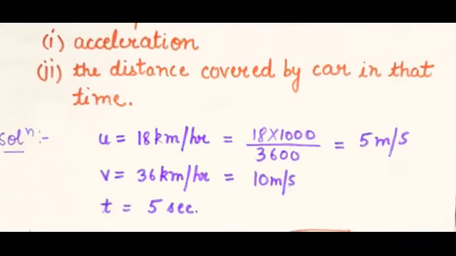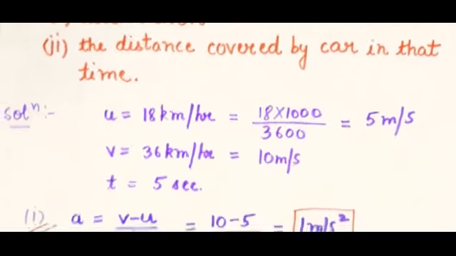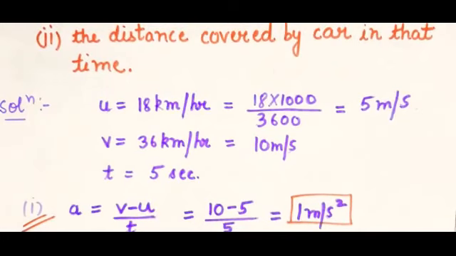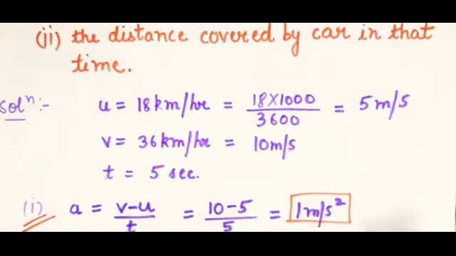Now you know the time period. You need to calculate the acceleration. So which formula will you use? Acceleration is v minus u upon t. So just substitute the values. v is 10, u is 5, time period is 5. So the answer is 1 meter per second square. Do not forget to write the units.